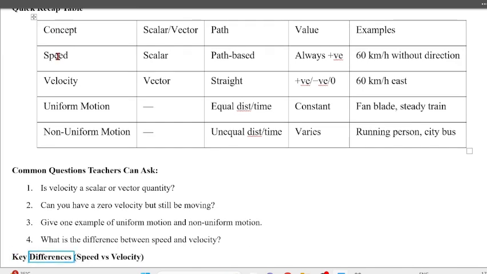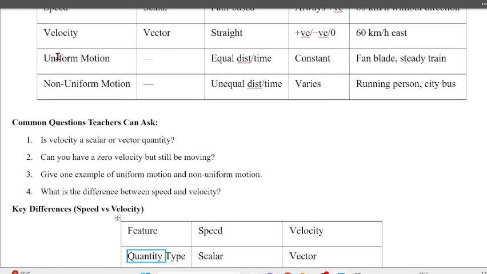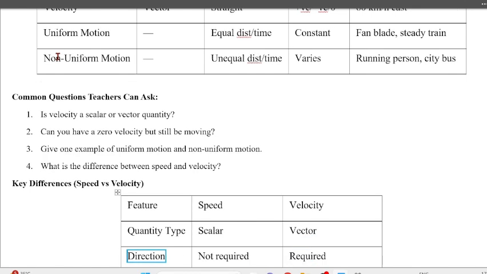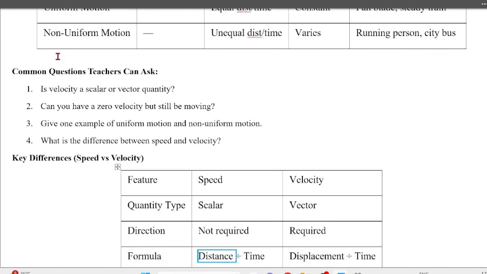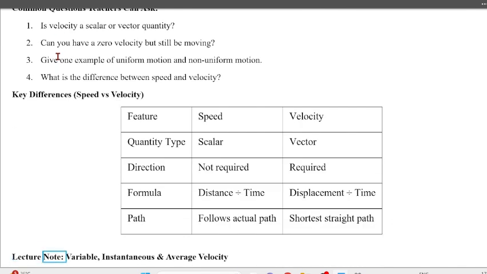Key differences: speed versus velocity. Speed is a scalar quantity and direction is not required. Velocity is a vector quantity and direction is required. Speed is distance divided by time; velocity is displacement divided by time. Speed follows the actual path; velocity follows the shortest straight path.